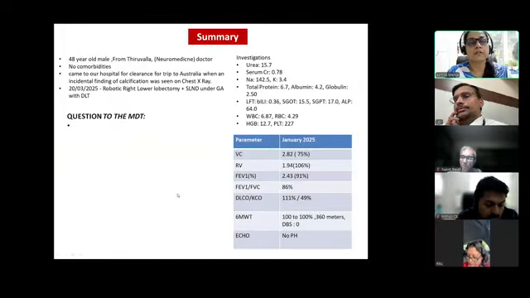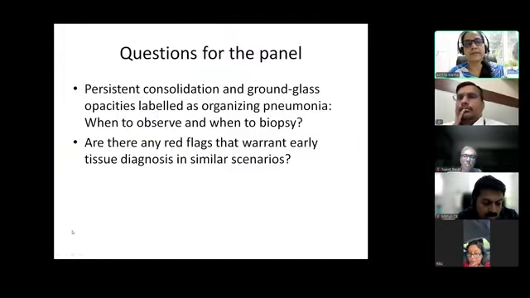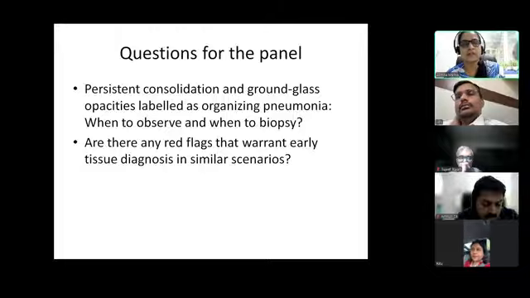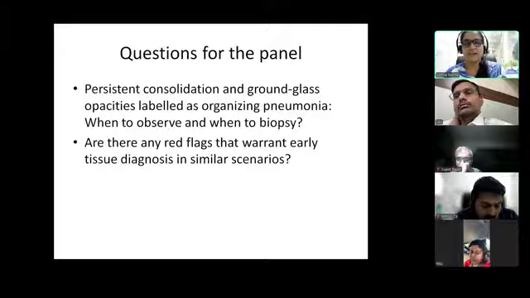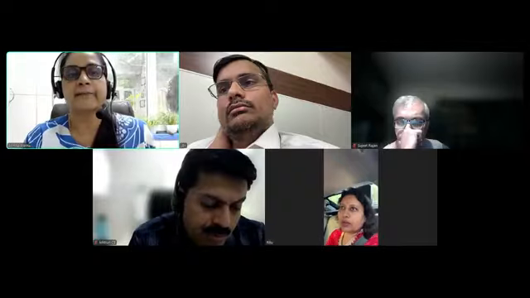The reason I have put this case is that we come across many persistent consolidations and ground glass opacities which are labeled as organizing pneumonia, and many times we shy away from doing biopsy. So when to observe and when to do biopsy, I think Aparna can guide us. And are there any red flags that warrant early tissue diagnosis that my clinicians can take?